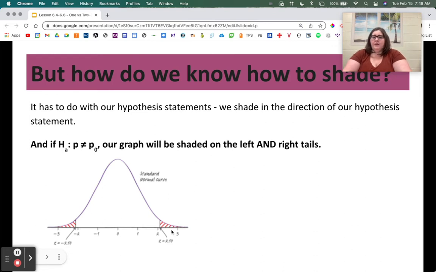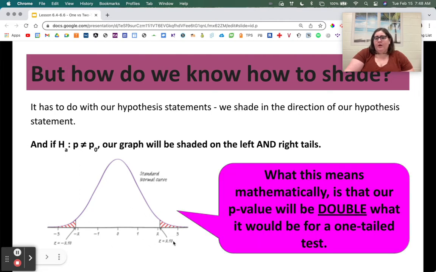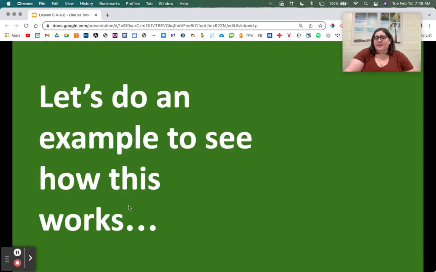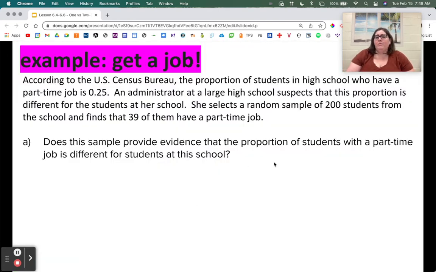and right tails. The reason is, if we are testing a not equal to hypothesis, we are interested in whether there is evidence of a change in either direction. If we don't think there's a specific direction that our proportion has changed, we might do a two-tailed hypothesis test, which is where we have a not equal to. So it's really just about what our alternate hypothesis is telling us to do. When it's not equal to, we have two-tailed. What this means mathematically is that our p-value is going to be double what it would be for a one-tailed test. So let's do an example to see why that happens and how it works out.